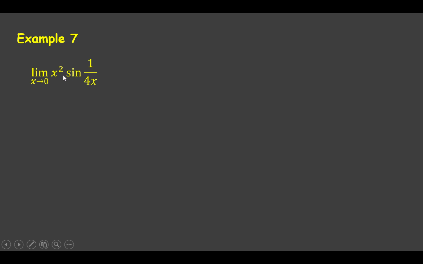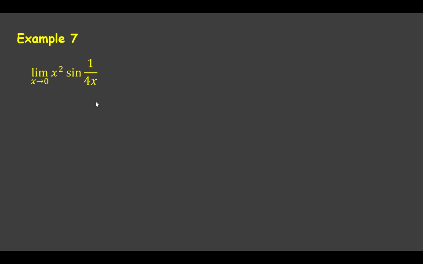So if you think about this, x squared approaches 0, okay? Sine kind of runs up and down between 1 and minus 1. But sine doesn't go to infinity. So sine goes between 1 and minus 1. Therefore, this whole thing should simply go to 0.